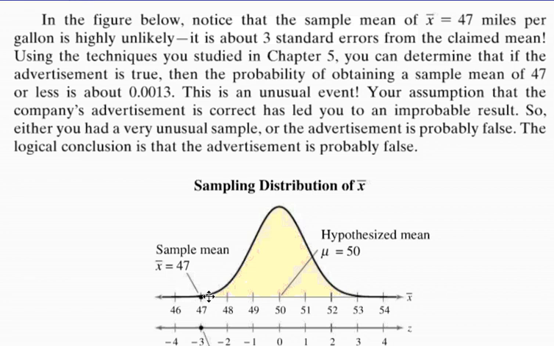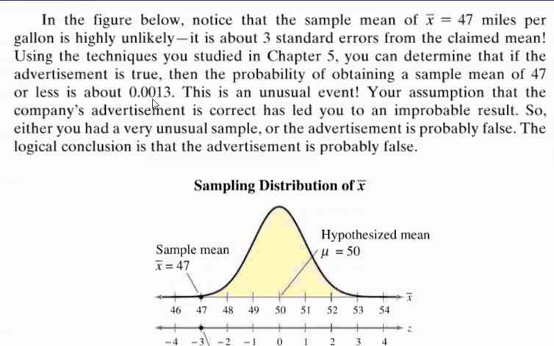Using the techniques we studied in Chapter 5, we can determine that if the advertisement is true, that the value of the population's mean really is 50, then the probability of obtaining a sample mean of 47 or less is only about 0.0013. That's highly unusual. That means there's only a 0.1% chance that we would have even gotten that sample of 30 to have an average of 47. Our assumption that the company's advertisement is correct has led us to a very unlikely event.